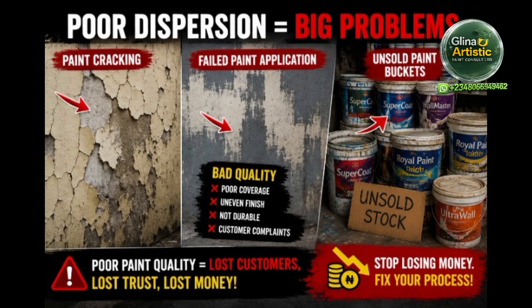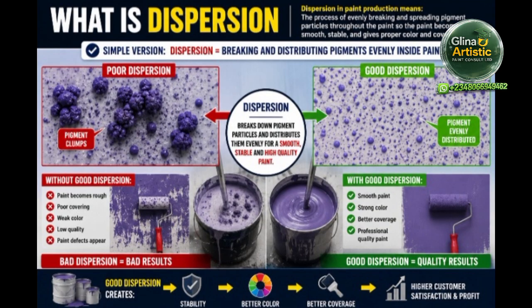So now I'm going to explain the meaning of dispersion in an understandable way so you can understand this word. Dispersion simply means the process of evenly breaking and spreading pigment particles throughout the paint so that the paint becomes smooth, stable, and gives proper color and coverage. Dispersion equals breaking and distributing pigment inside your paint.